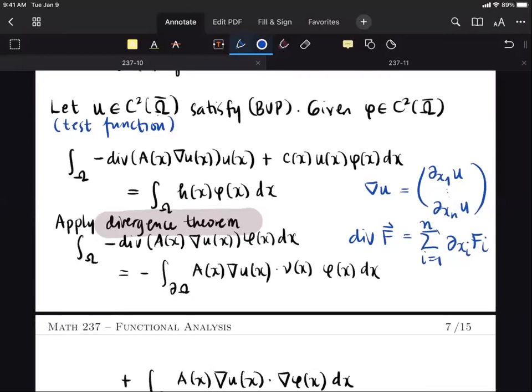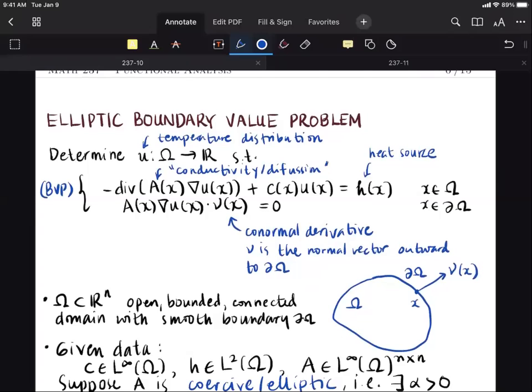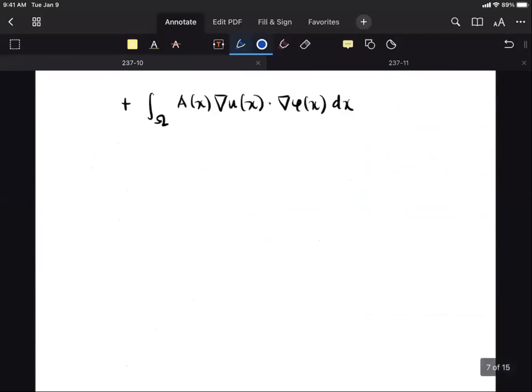Okay, we know that this will vanish according to the boundary condition. That's the second equation here. The conormal derivative is 0, therefore the integral here is 0. The boundary integral, more precisely, will vanish. So substituting this in the above equation, we get the following equation.